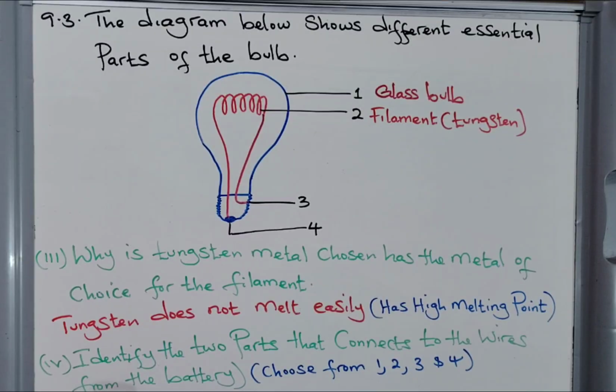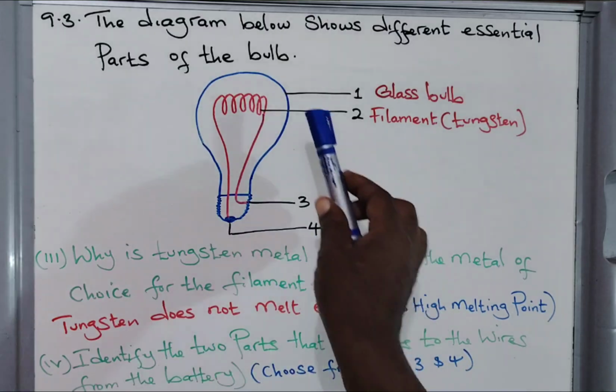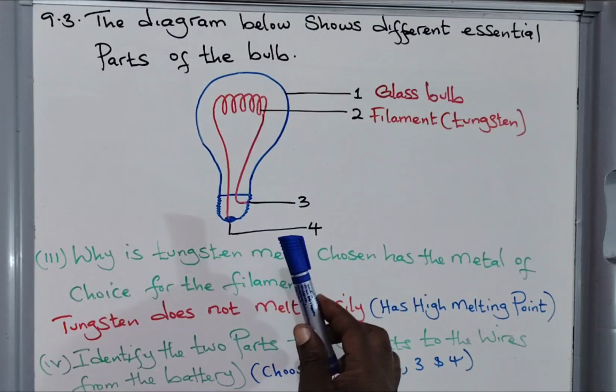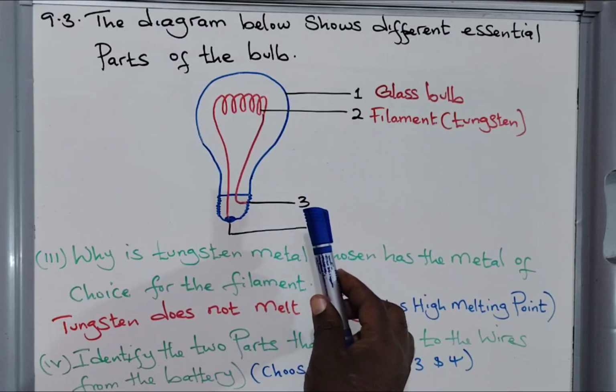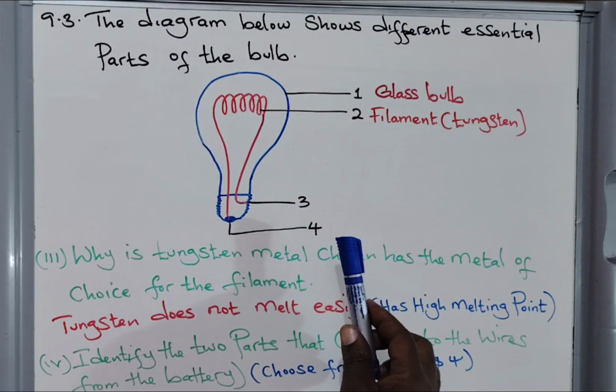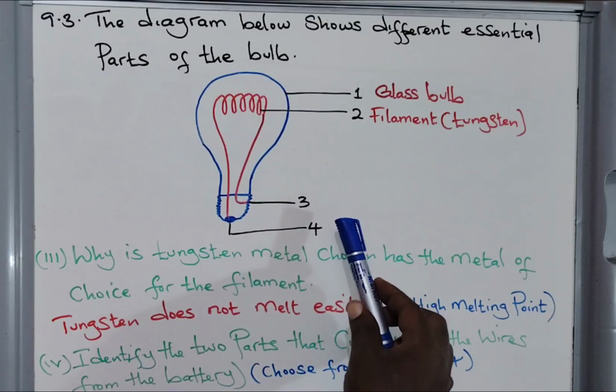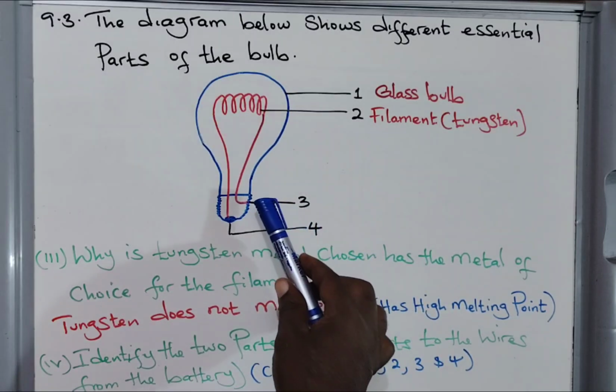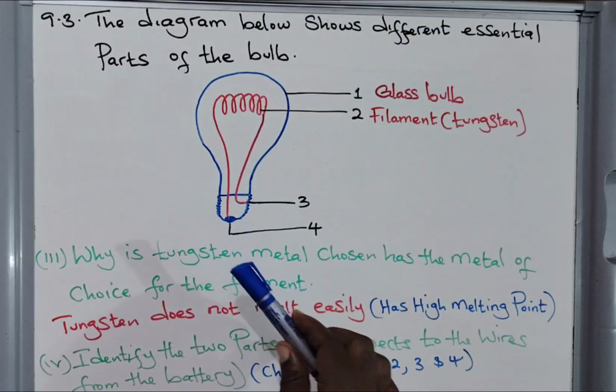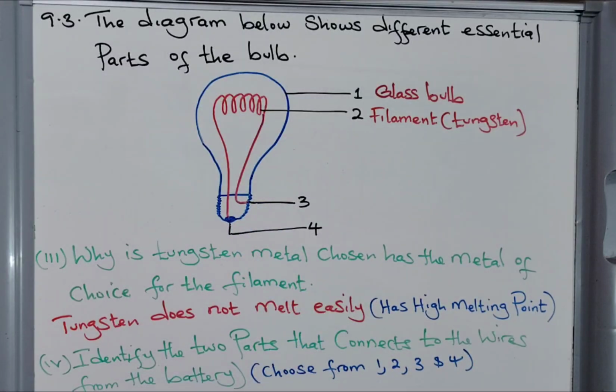Then we come to this one. It says, identify the two parts that connect to the wires from the battery. On this bulb, which parts connect to the wires which are coming from the battery? The parts are 3 and 4. We call them terminals. These are the terminals which join to the wires coming from the battery.